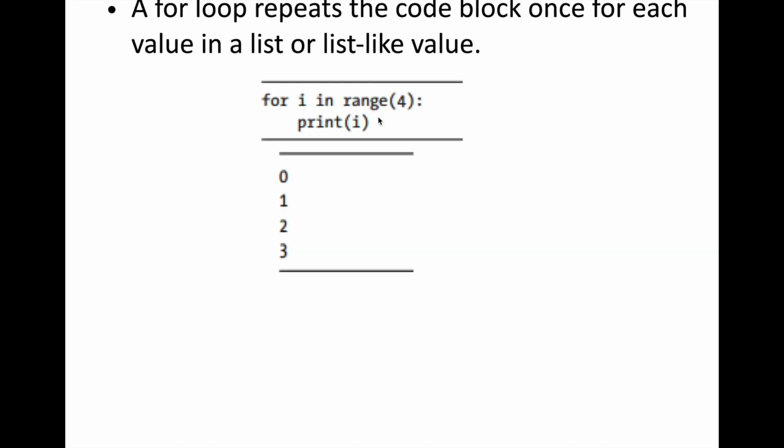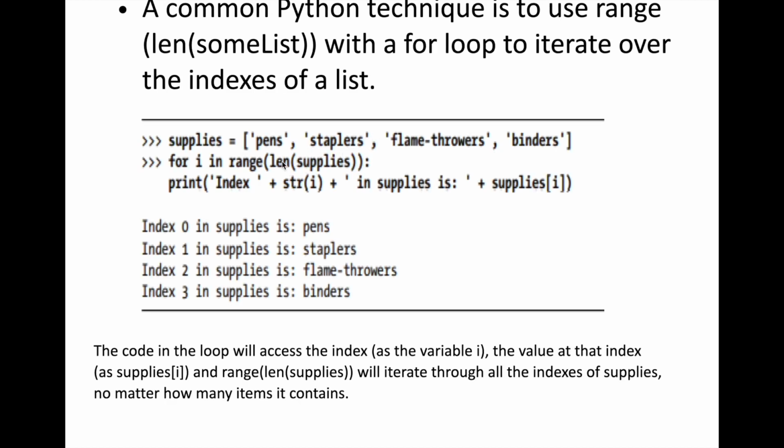So exactly this is the same for loop you are creating here also, but the only difference is you are using length of supplies. Indirectly it is taking the value 4 only, because supplies contains 4 elements, so length of supplies will be 4.